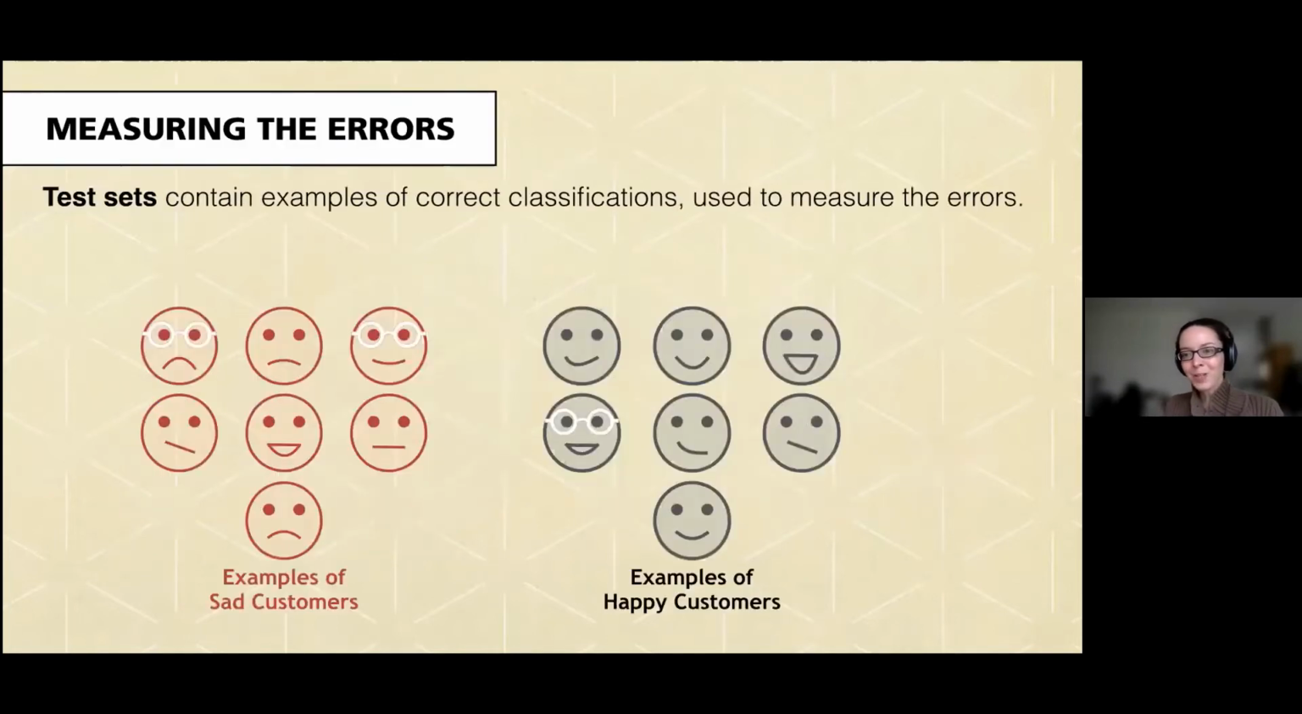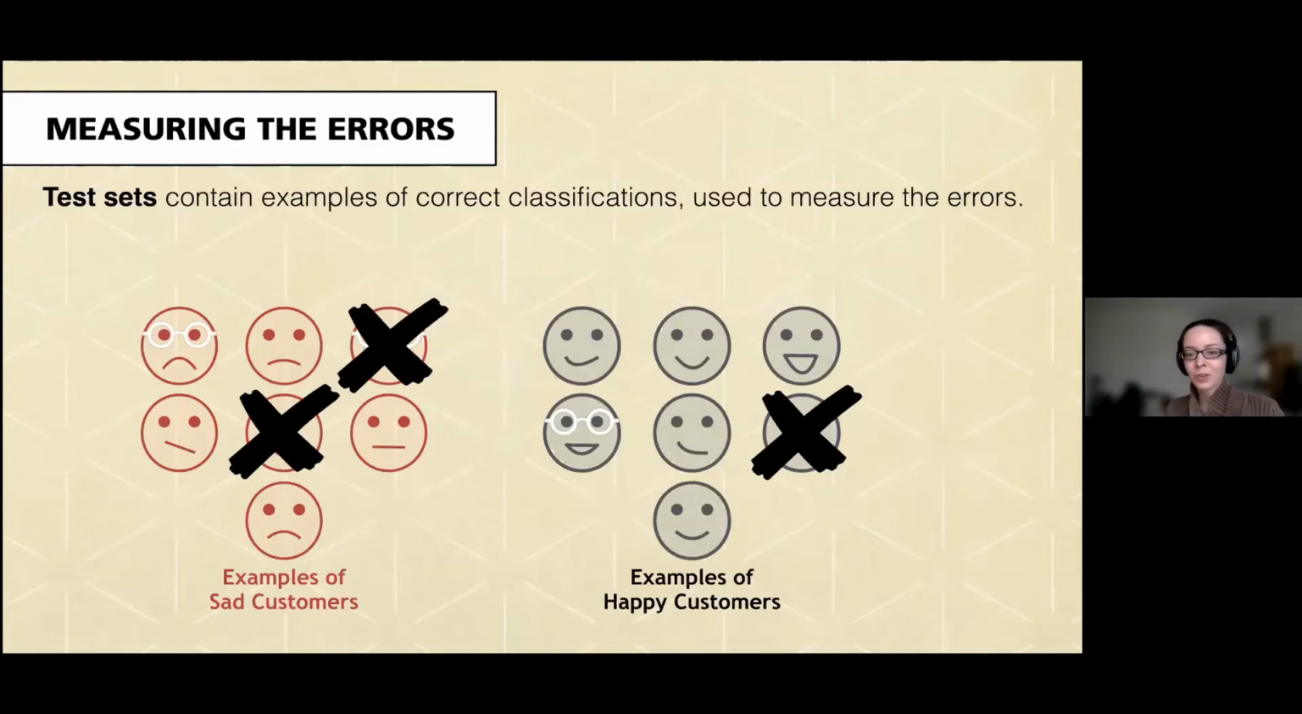So finally, the last few slides are about measuring errors. How do we do that? We use a test set. It's a data set that contains examples of what the correct classifications are. So here, let's say we're classifying sad and happy customers. And we have a data set where we have examples of both the sad customers in red and happy customers in gray here.